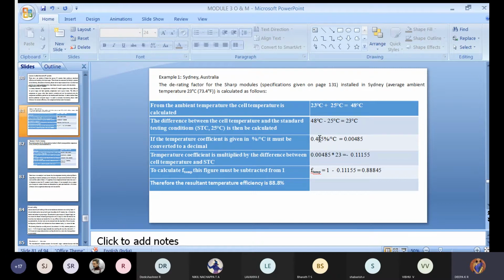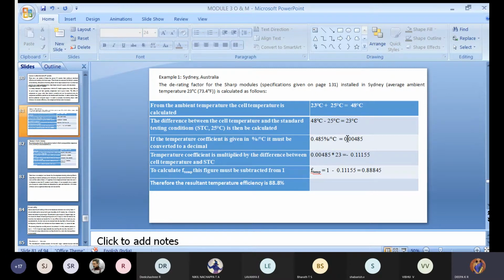But when you want to get it in terms of a volt, it should be converted to decimal. So I have converted this as 0.00485. This is the value already available in the electrical data sheet. We are taking it directly and converting it into decimal format. So you're getting 0.00485. This is the temperature coefficient.